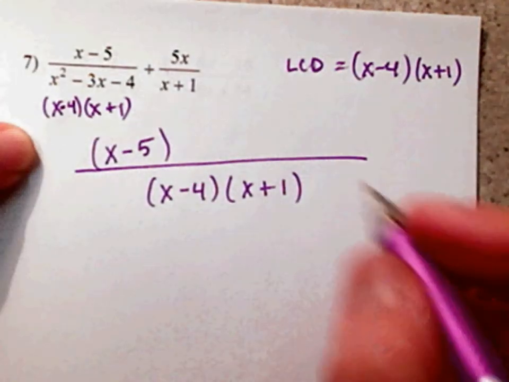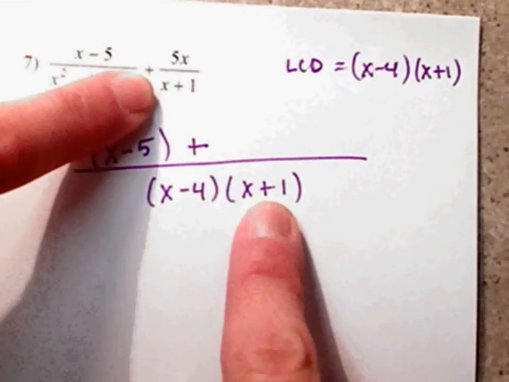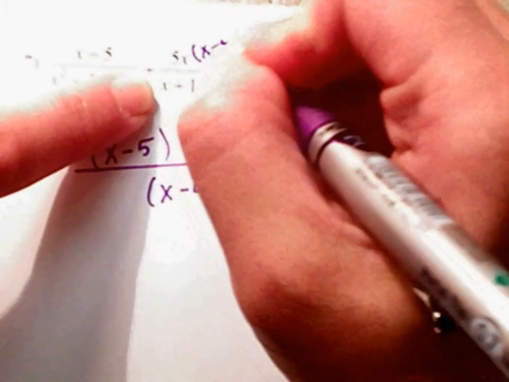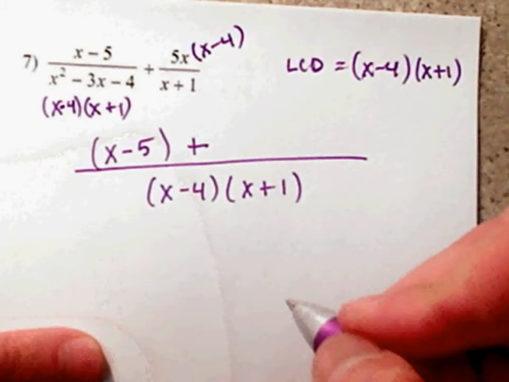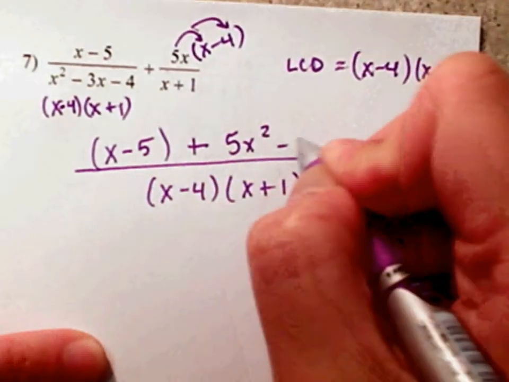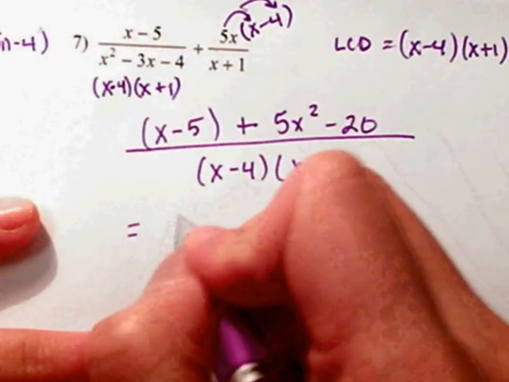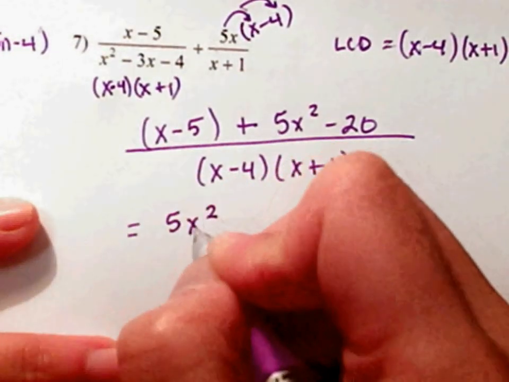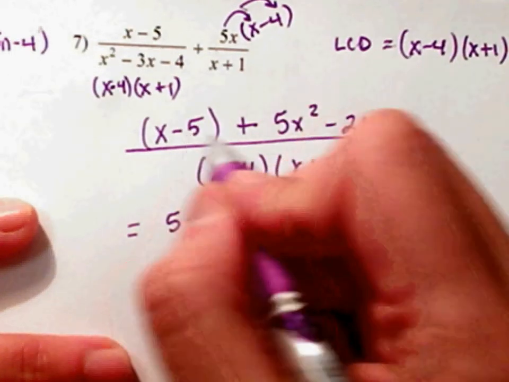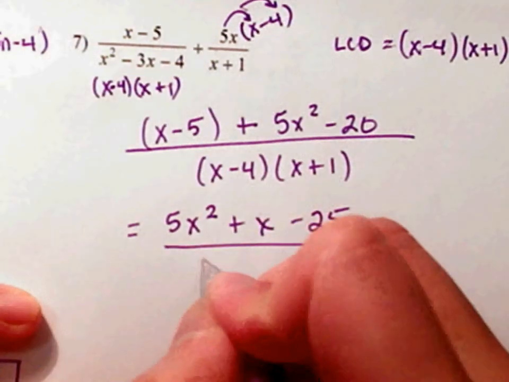Plus, look at this one. X plus 1 is already there. X minus 4 hasn't been accounted for, so I'm going to multiply this one times x minus 4. So you can distribute. So you have 5x squared minus 20. Rewrite it with the highest degree first. So 5x squared plus x, negative 5 minus 20 is negative 25. All of that over x minus 4 times x plus 1.